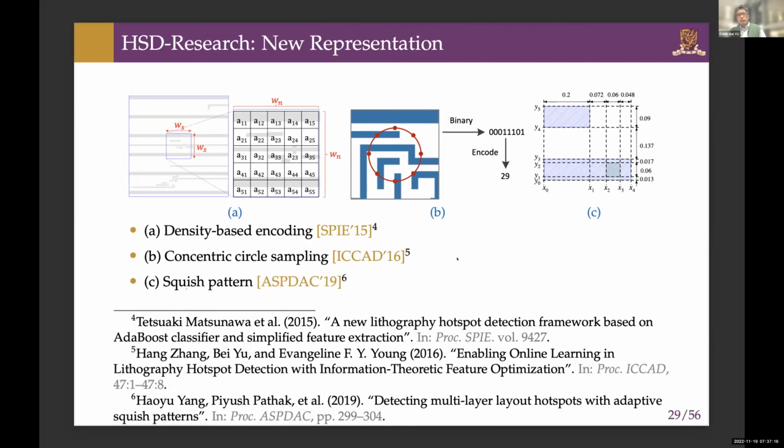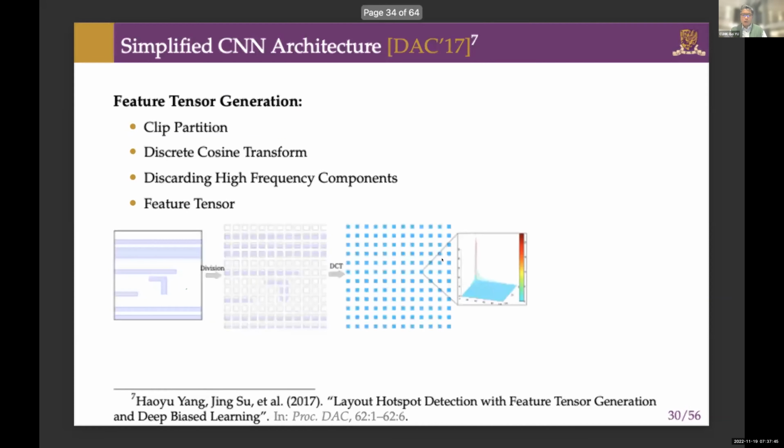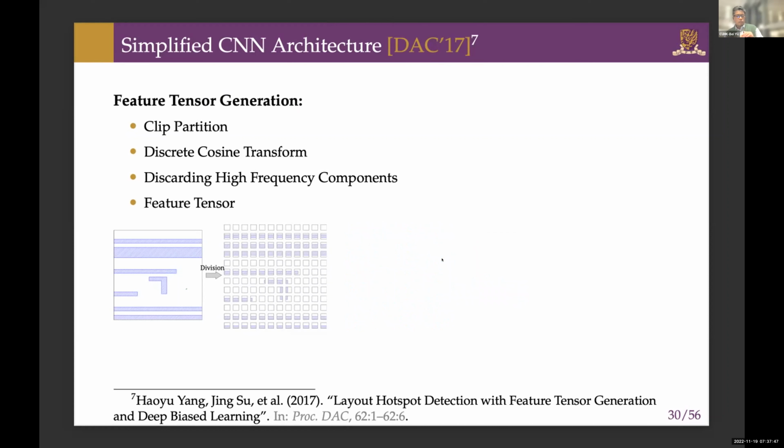So here are some examples, like people trying to design a new representation to represent the layout without information loss. Okay, here are some work from quite some years ago, and also there are some simplified architectures for deep learning to learn the layout. So here I show you one example.